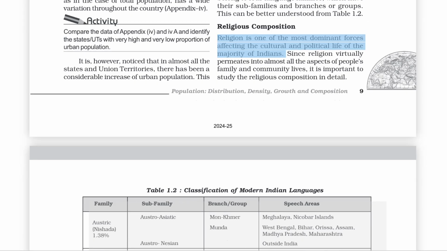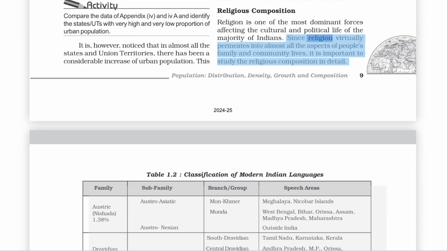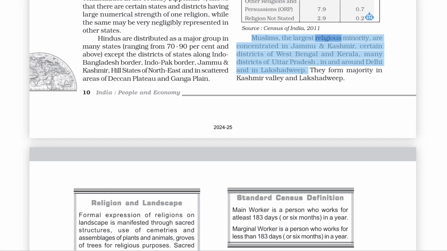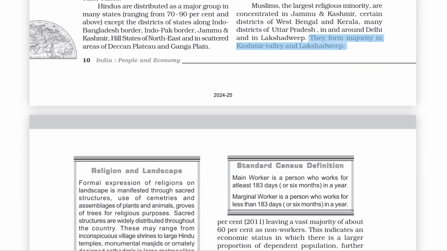Religious composition. Religion is one of the most dominant forces affecting the cultural and political life of the majority of Indians. Since religion virtually permeates into almost all the aspects of people's family and community lives, it is important to study the religious composition in detail. India, people and economy. Muslims, the largest religious minority, are concentrated in Jammu and Kashmir, certain districts of West Bengal and Kerala, many districts of Uttar Pradesh, in and around Delhi and in Lakshadweep. They form majority in Kashmir Valley and Lakshadweep.